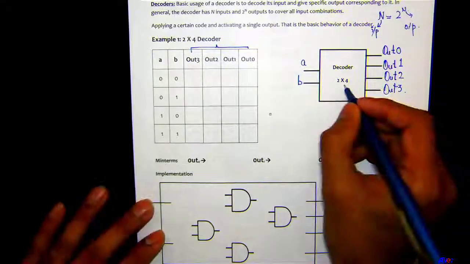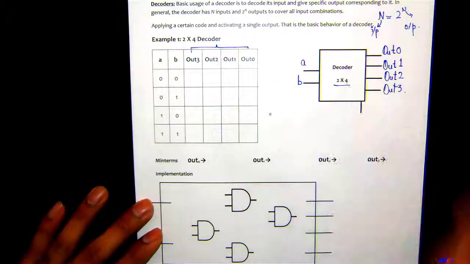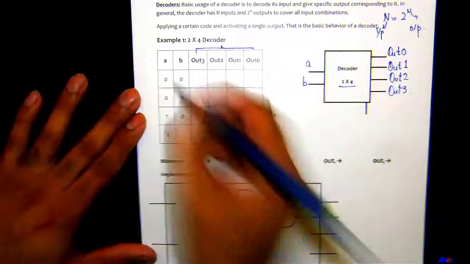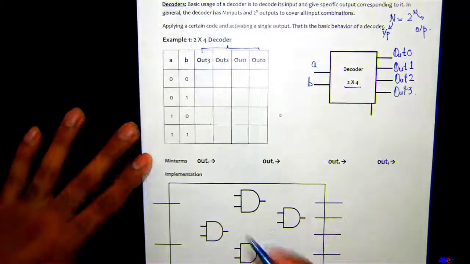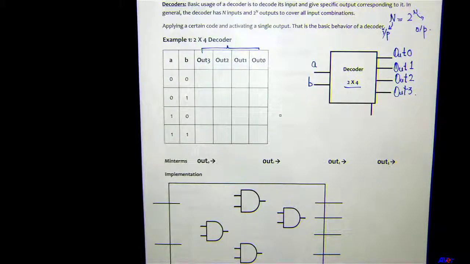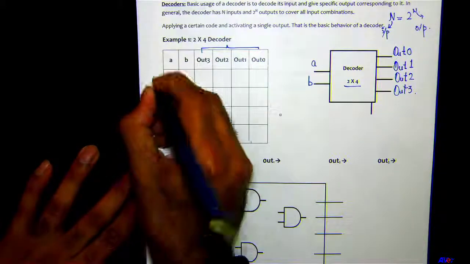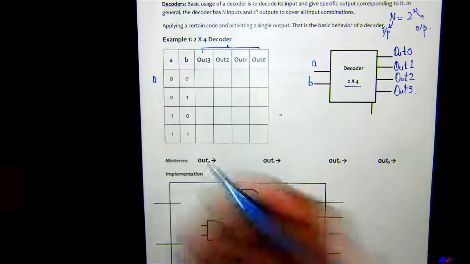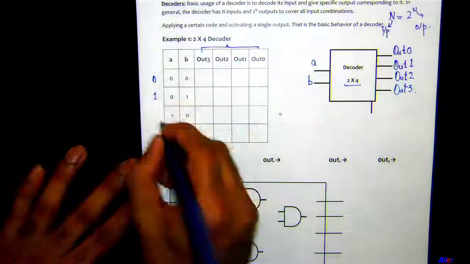So we're using a 2x4. This says 2 inputs and 4 outputs. I have a truth table here. Again, we are going to generate this truth table, and then using that truth table we are going to come up with expressions for each of the output, and then we're going to do the implementation. For the 2 inputs we have 4 possible combinations. The range goes from 0 to 3.